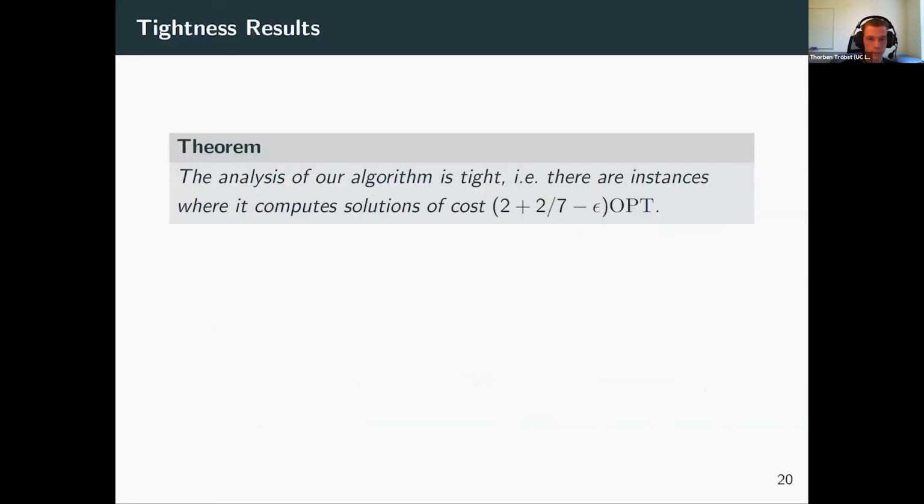Okay, now finally, in the last 2 minutes, let me get to the conclusion. So there are some other results that we show. For example, we show that the analysis of this algorithm is tight. So there are instances where this algorithm will compute a solution of cost 2 plus 2/7 minus epsilon. So this factor is not just happenstance, it's actually tight for this algorithm.